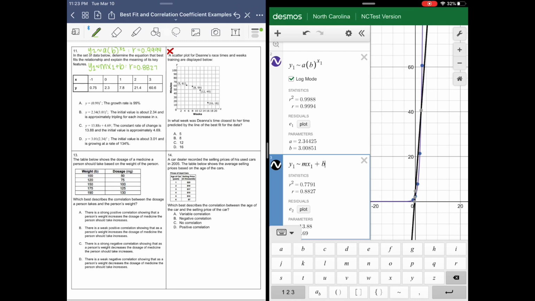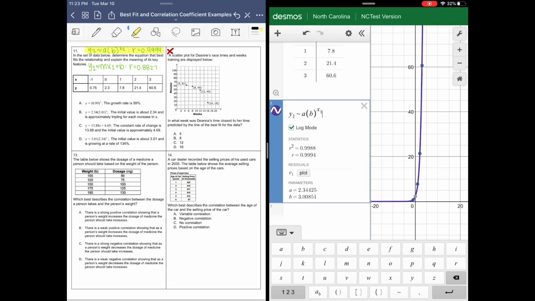So what happens is we've put in our exponential fit, we've put in our linear fit, and Desmos is telling us with this R value which one is stronger. Since this R value is stronger, we're going to say this is exponential. So we don't need to look at this linear model anymore. We're just going to focus on the exponential.